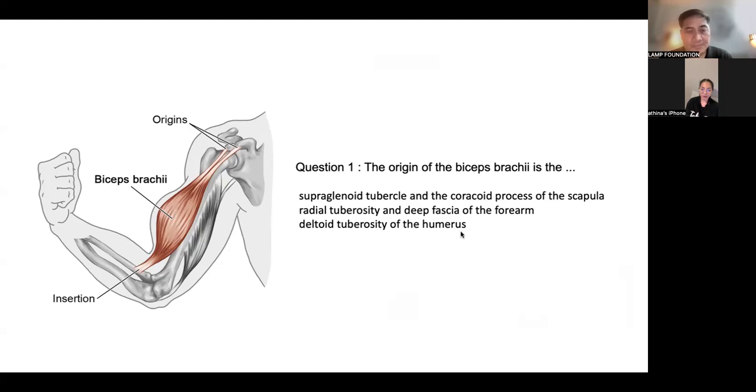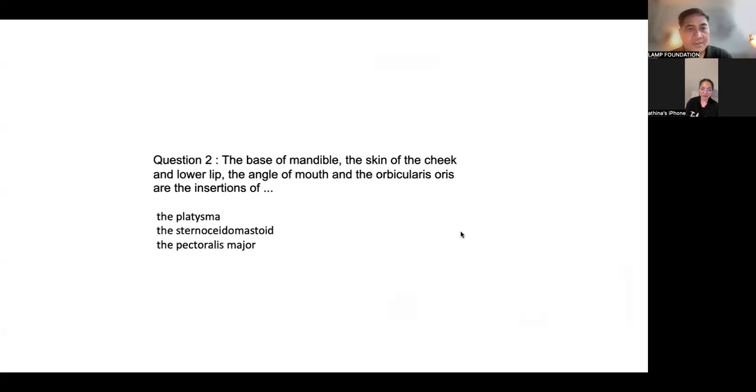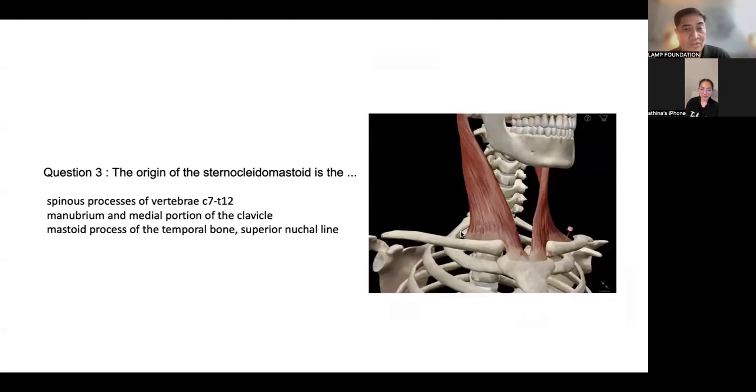The supraglenoid tubercle and the coracoid process of the scapula. The base of the mandible, the skin of the cheek and lower lip, the angle of mouth, and the orbicularis oris are the insertions of the platysma. The origin of the sternocleidomastoid is the manubrium and medial portion of the clavicle.